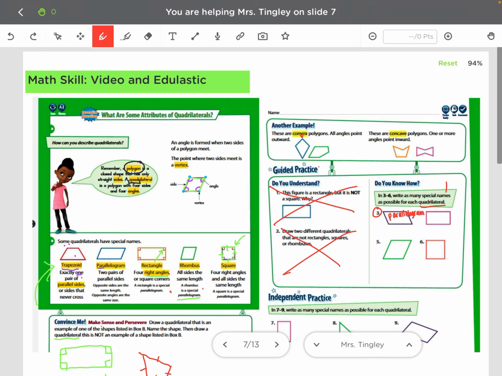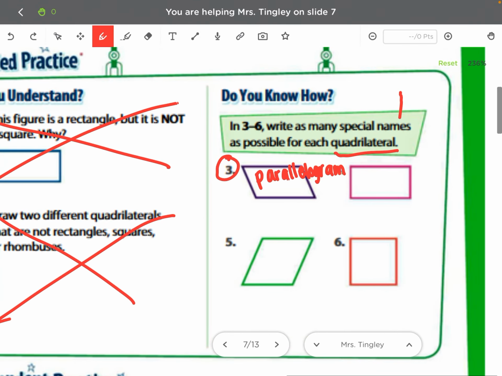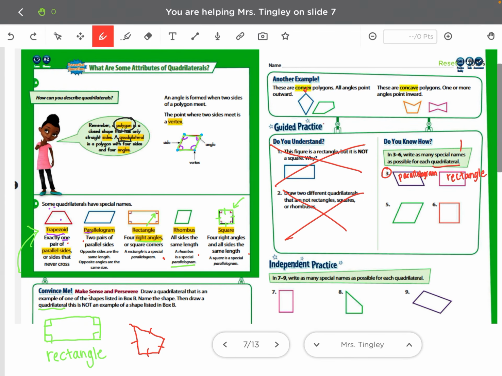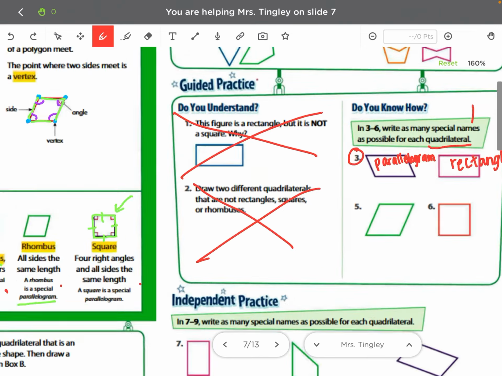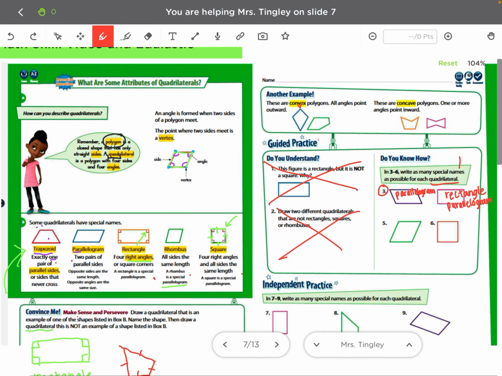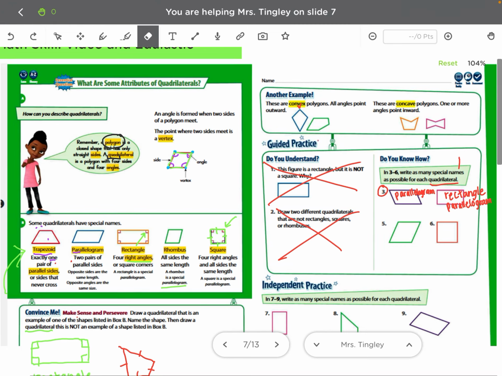It doesn't have right angles, so it's not a rectangle. It doesn't have all the same size, so it's not a rhombus. And it doesn't have equal lengths inside, so it is not a square. Now let's look at this second one, a rectangle. Well, that's an easy one to identify. Now let's see if it matches any of these characteristics. Does it have 2 pairs of parallel lines? Yes, so a rectangle is also a parallelogram. Does it have the same size sides? No. Does it have all right angles and the same sides? No.